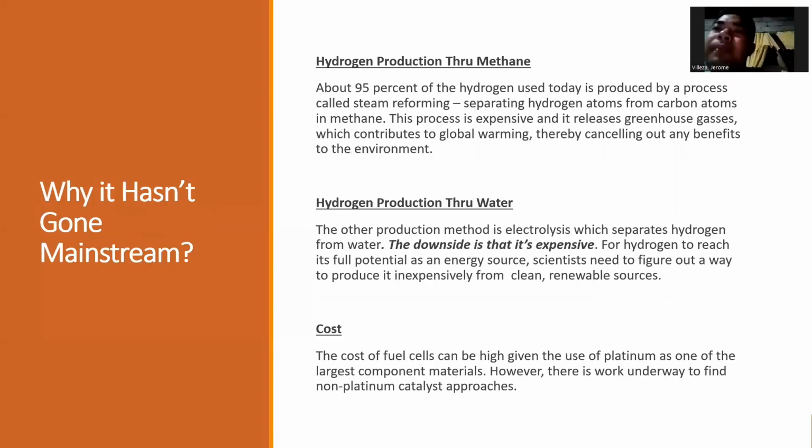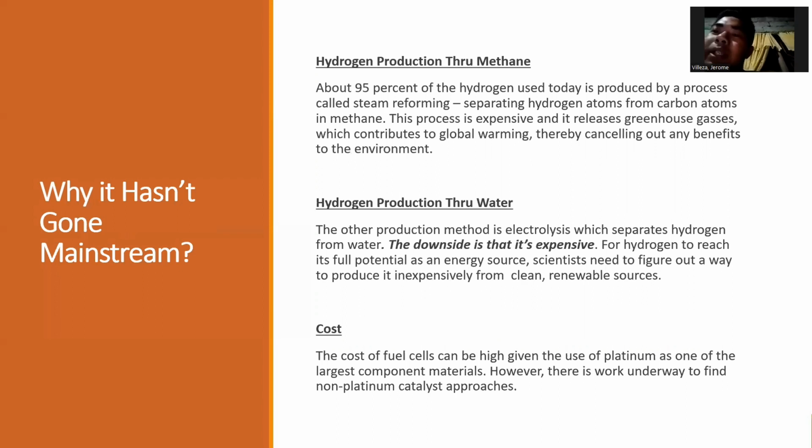Why hasn't it gone mainstream? So first is the hydrogen production through methane. About 95% of the hydrogen used today is produced by a process called steam reforming, separating hydrogen atoms from carbon atoms in methane. This process is expensive and it releases greenhouse gases which contribute to global warming, thereby canceling out any benefits to the environment. So in out of question nila due to, first, expensive siya, and then second is mas marami daw na nare-release na greenhouse gases compared to gasolines.